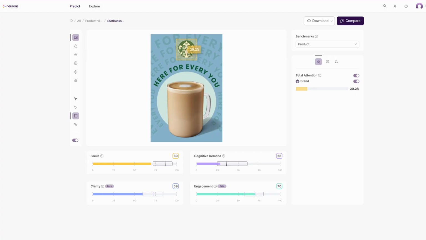Here is another great example from Starbucks. The ad is easy to decode with clearly defined elements. You immediately see the logo and you instantly recognize the brand.